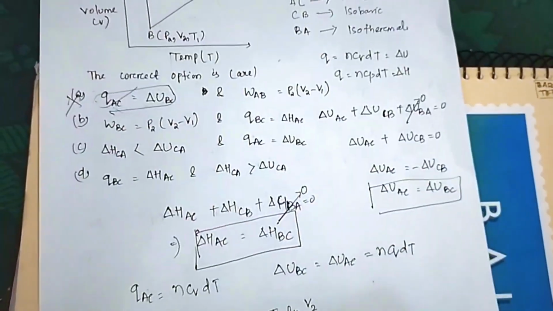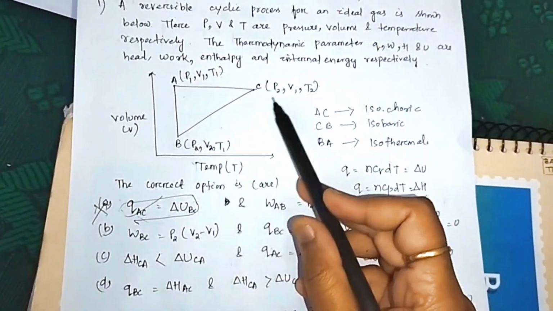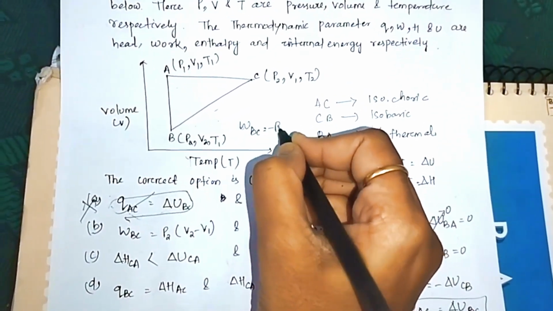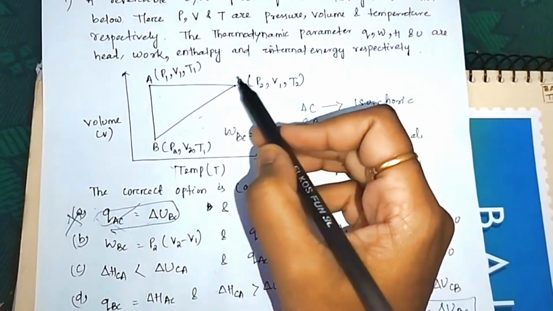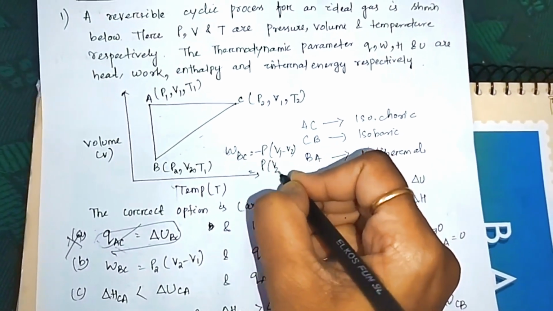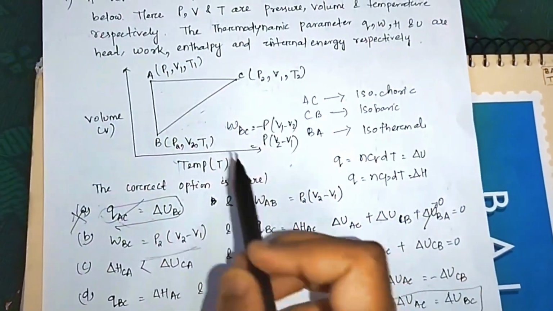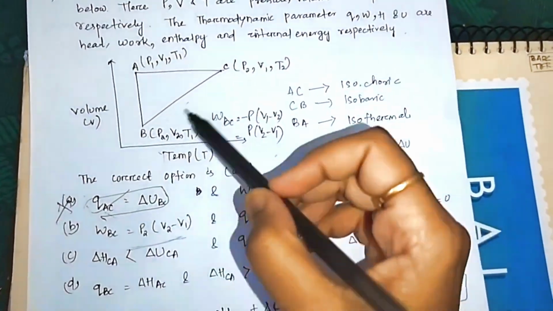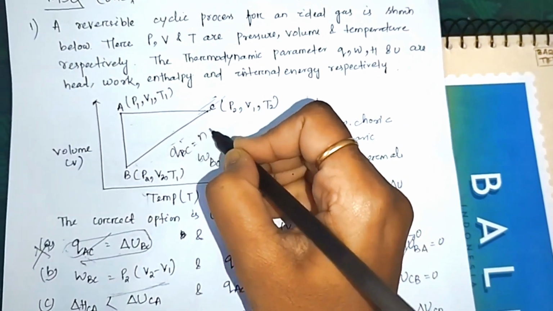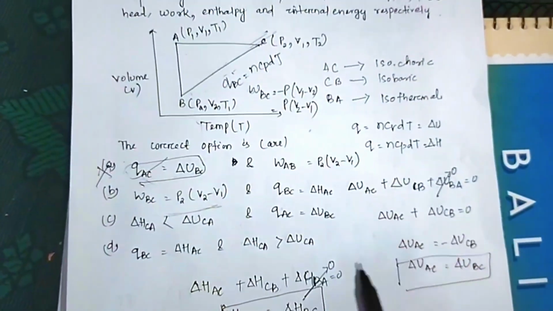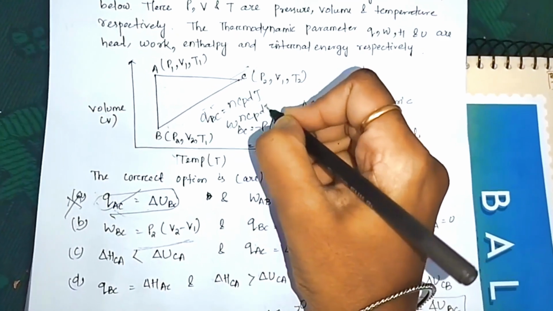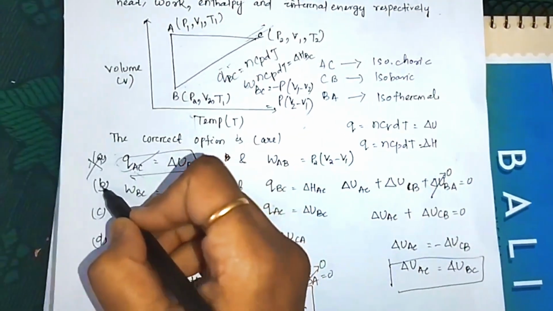Next option W BC. W BC means pressure remains constant. So W BC is equal to minus P times final volume minus initial volume, so V1 minus V2. If I take common, then I get P into V2 minus V1. So this option is correct. Then Q BC. Q BC means in BC pressure remains constant, so Q BC is equal to nCp dT, and we know that del H AC is equal to del H BC. So del H BC is also nCp dT. So this option is correct.